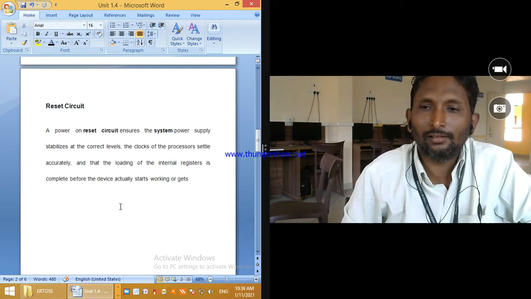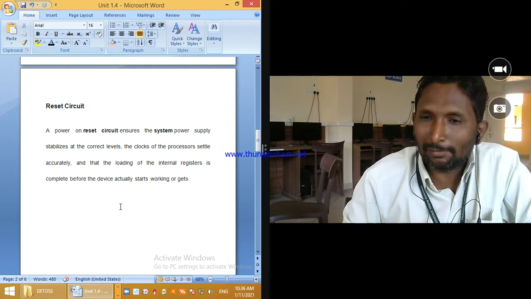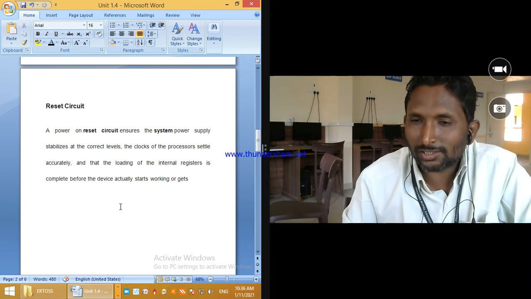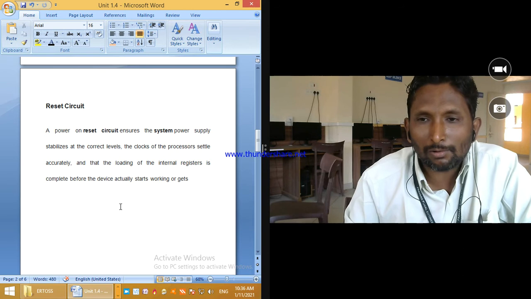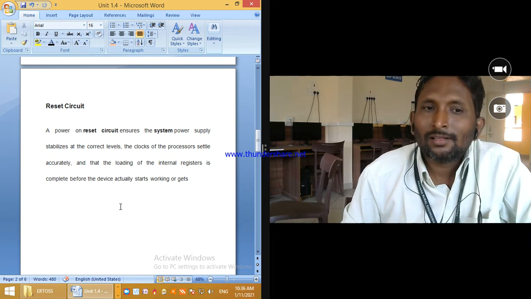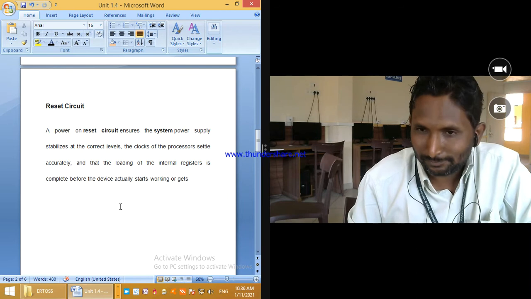These lines are telling that when we press the reset button, it stabilizes the power supply. It stabilizes the power supply. Means what? If there are fluctuations in the power supply, it stops that fluctuation and it resets the accurate power supply.